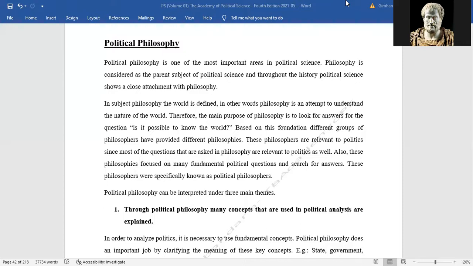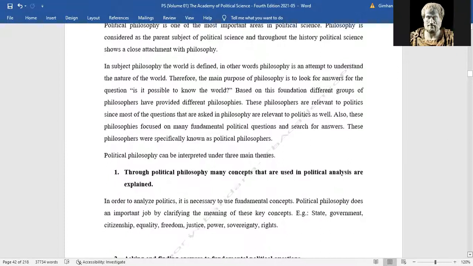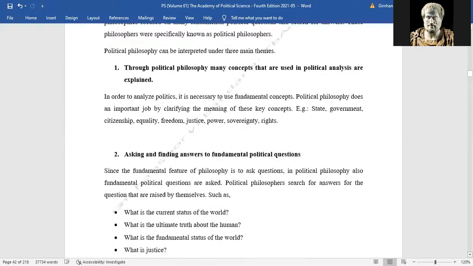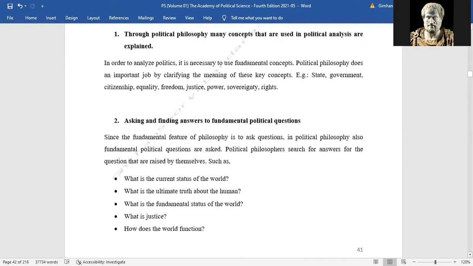These philosophers are relevant to politics, since most of the questions that are asked in philosophy are relevant to politics as well. Also, these philosophers focused on many fundamental political questions and searched for answers. These philosophers were specifically known as political philosophers. Political philosophy can be interpreted under three main themes. Through political philosophy, many concepts that are used in political analysis are explained.